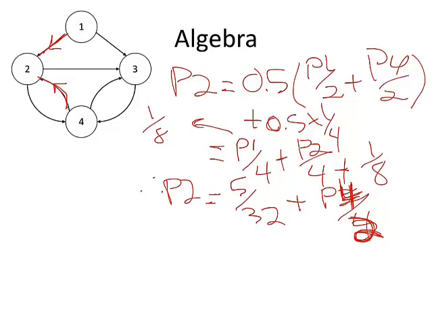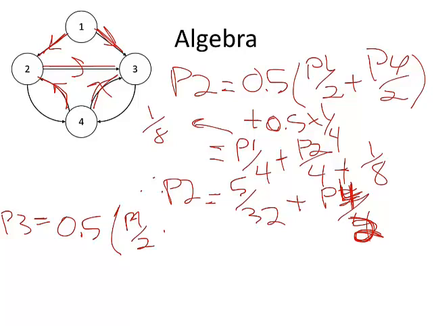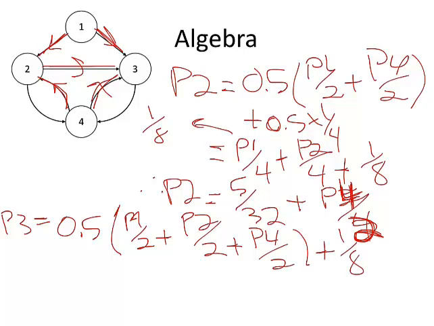So now, how about node 3? Well, node 3 receives from P2, from P1, and from P4. So P3 is going to be equal to 0.5 times P1 over 2 plus P2 over 2 plus P4 over 2 plus 1/8 again. The extra 1/8 randomization.